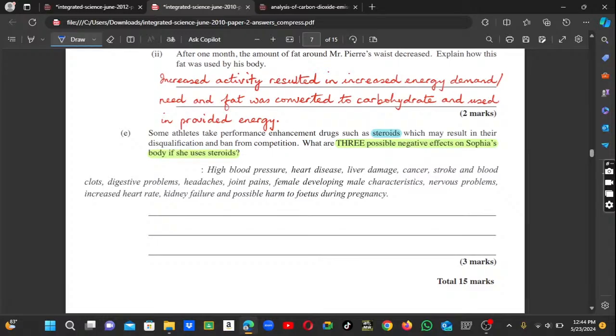We are seeing that after 1 month, the amount of fat around Mr. Pierre's waist decreased. We need to explain how this fat was used by his body. We're talking about increased activity, which would normally increase the energy needed. The fat was converted to carbohydrate, as I was talking about, and then it was used in the provision of energy. So the fat was converted to carbohydrate, and he used the carbohydrate for energy.